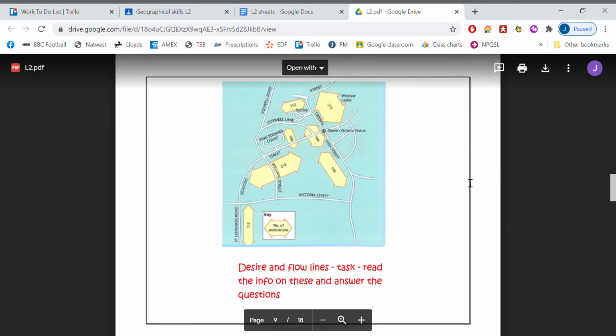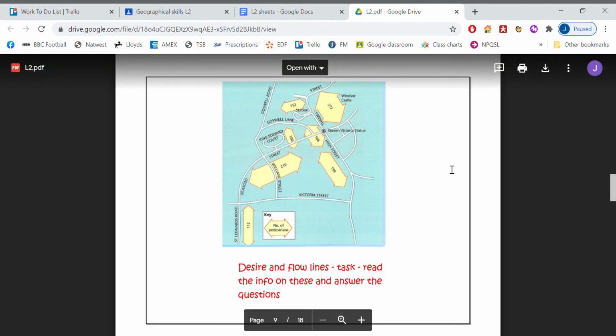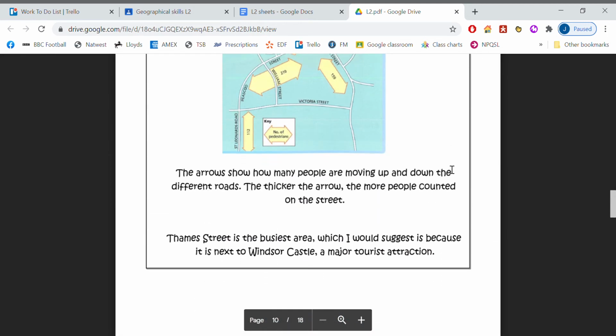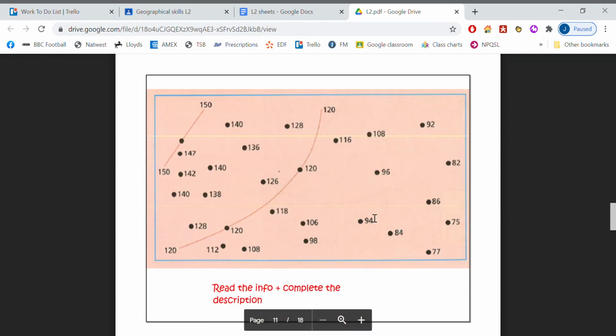Desire and flow lines are a little bit different. They are maps, and they show directions of movements, of travel, migration, for example. Here we've got people walking up and down a street. So again, have a little read and have a little answer of the questions, some answers for you.